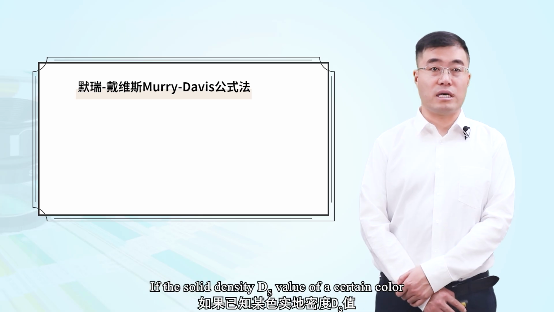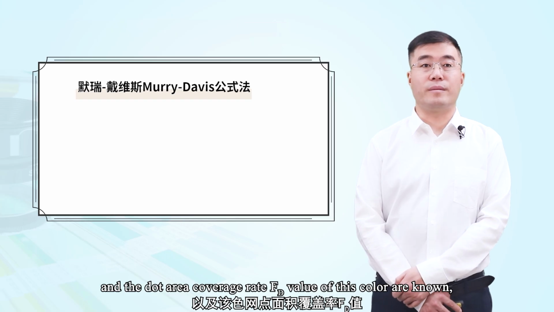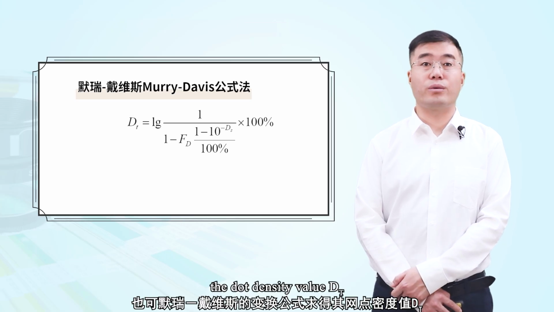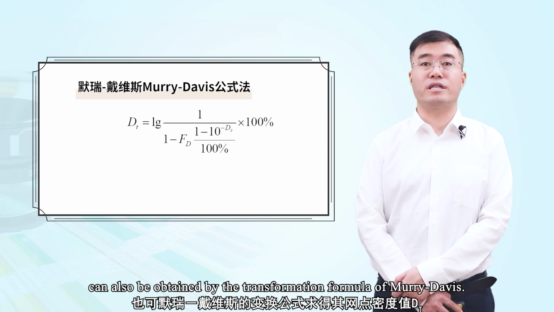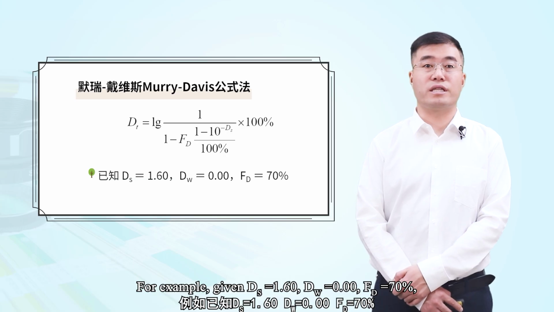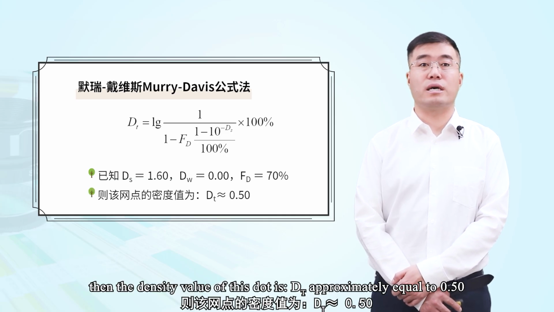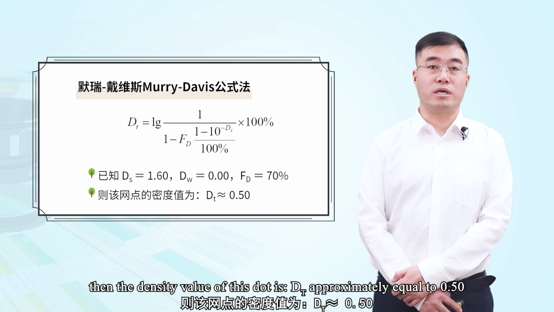If the solid density D sub S value of a certain color and the dot area coverage rate F sub D value of this color are known, the dot density value D sub T can also be obtained by the transformation formula of Murray-Davis. For example, given D sub S equals 1.6, D sub W equals 0.00, F sub D equals 70%. Then the density value of this dot is D sub T approximately equal to 0.5.